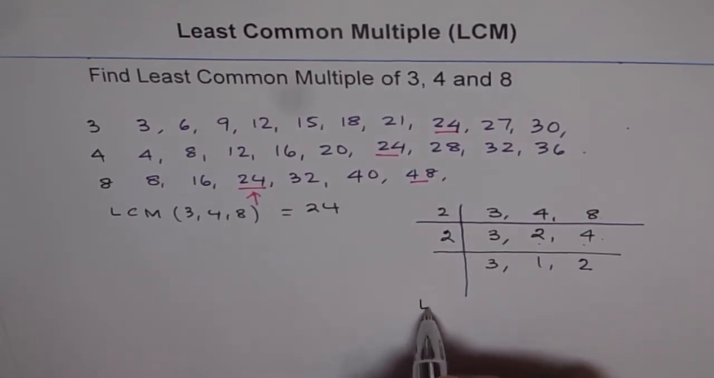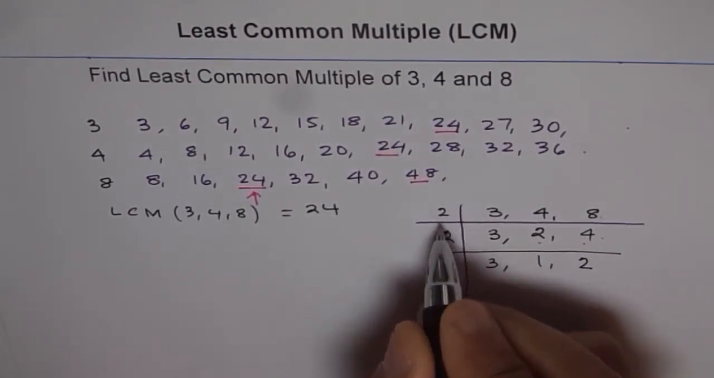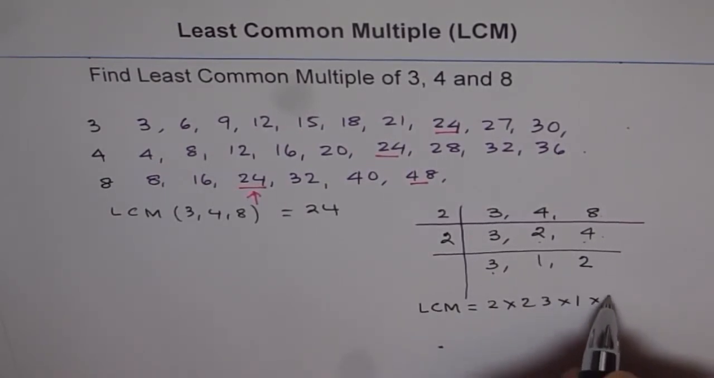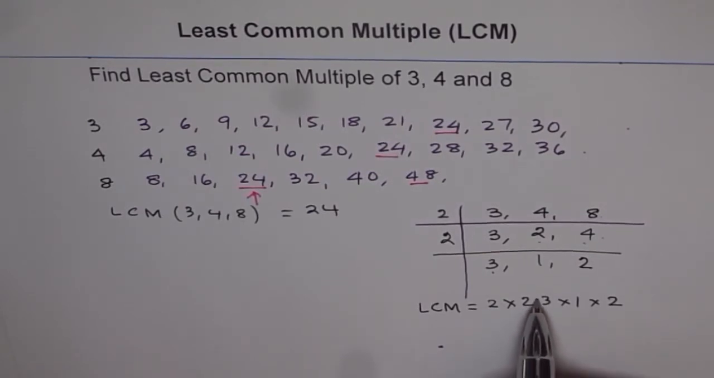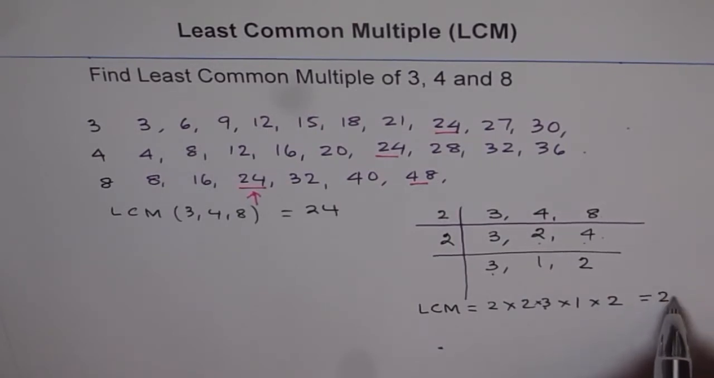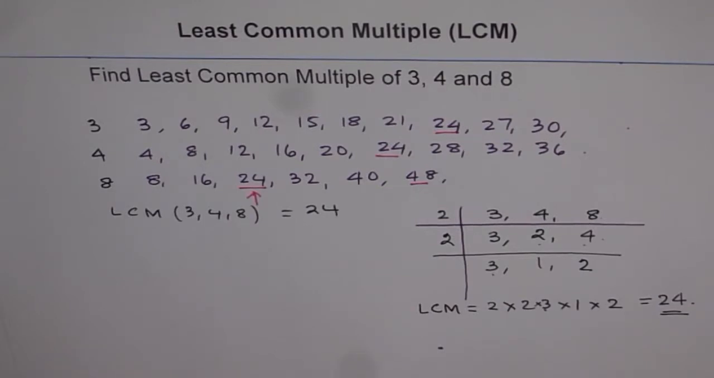Let's figure it out. So the LCM for us is equal to 2 times 2 times 3 times 1 times 2. 2 times 2 is 4, times 3 is 12, and 12 times 2 is 24. So we get our answer. This is a very efficient way of doing it. We don't have to list so many numbers and try figuring out which ones are common or which one is the least. Here we exactly get our answer by repeated division. So I hope you appreciate this method.